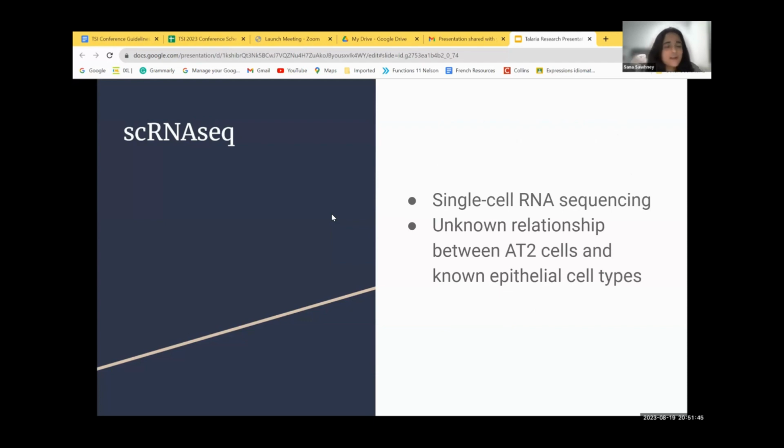There is previous precedent related to studying the dynamics of the distal lung using single-cell RNA sequencing. The significant transcriptional states of lung epithelial cells have already been studied, relating to their roles in lung development, homeostasis, and response to injury. What still remains unclear, however, is the specific relationship between these AT2 cells and the known epithelial cell types.